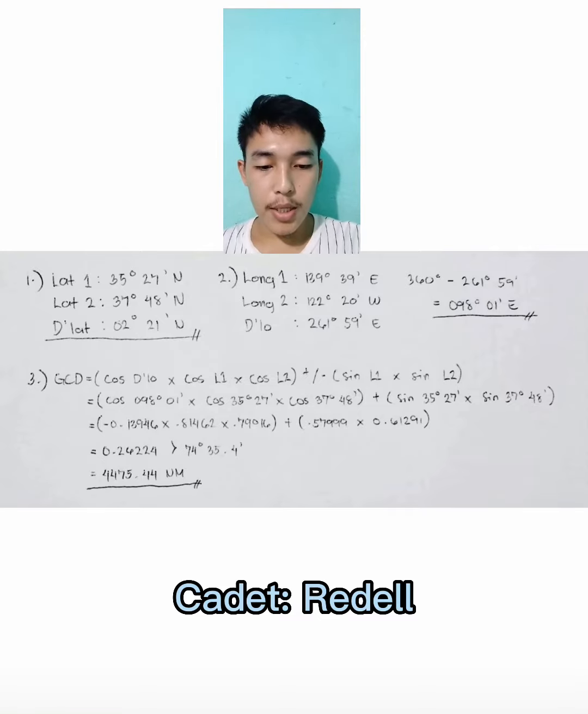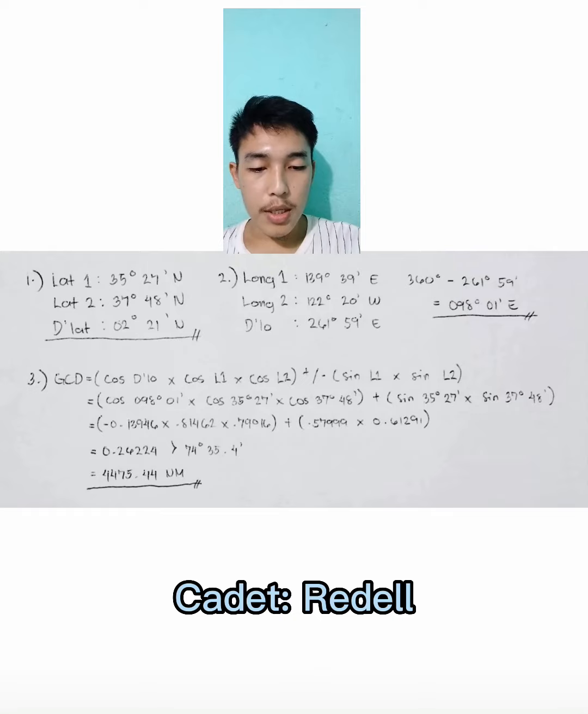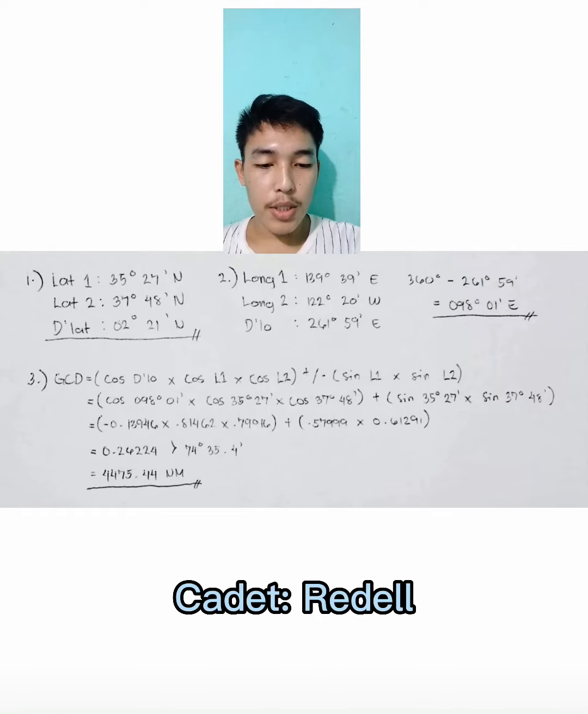And then we proceed to the DLO, or the difference of longitude. So our given here is longitude 1 139 degrees and 39 minutes east, longitude 2 122 degrees and 20 minutes west. So since our given here have different names, then we add these two. So 139 degrees and 39 minutes plus 122 degrees and 20 minutes. There we got 261 degrees and 59 minutes. So since this number is over 180, therefore we subtract this to 360 degrees. So 360 minus 261 degrees and 59 minutes, we got the answer of 98 degrees and 1 minute.